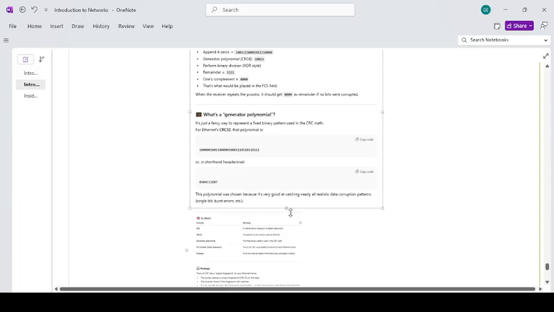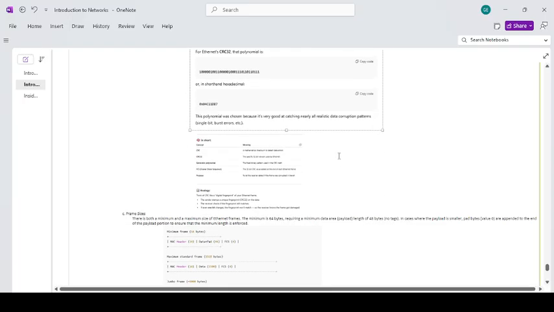What's a generator polynomial? It's just a fancy way to represent a fixed binary pattern used in CRC math. For Ethernet CRC-32, that polynomial is this, or in shorthand hexadecimal, like this, 0x04C11DB7. So we can write it as 32 bits in binary, or we can shorthand it in hexadecimal.